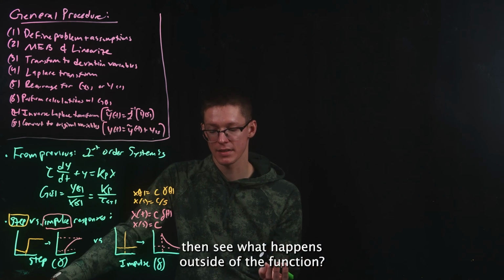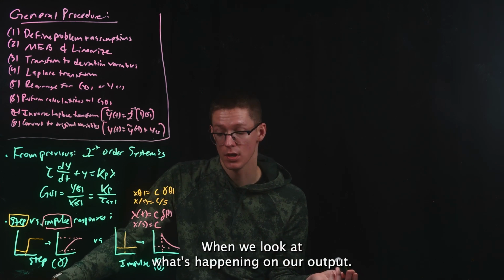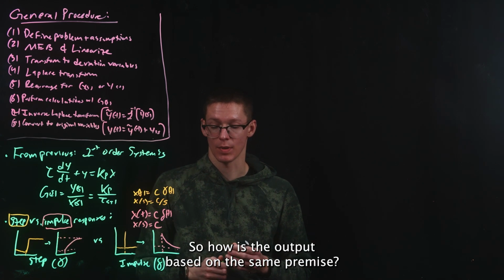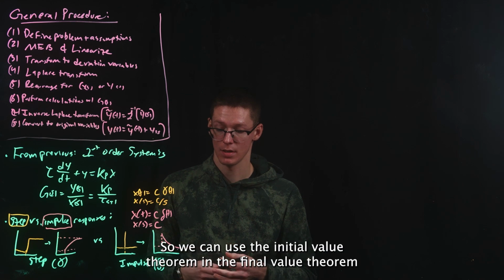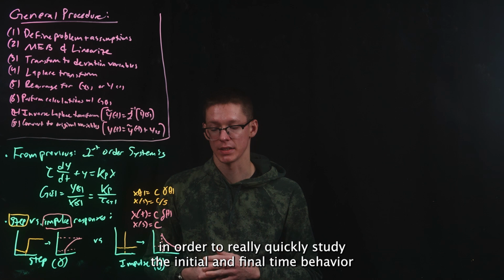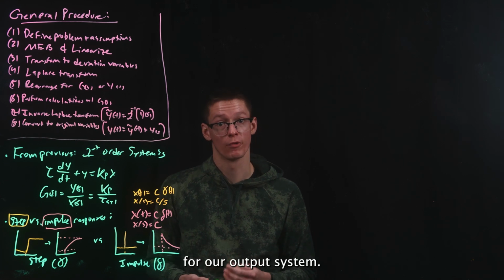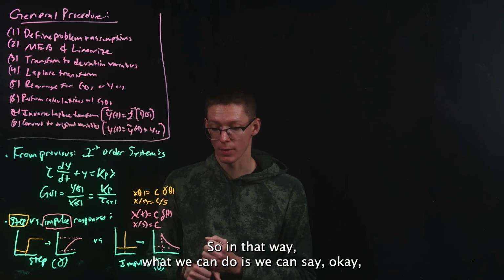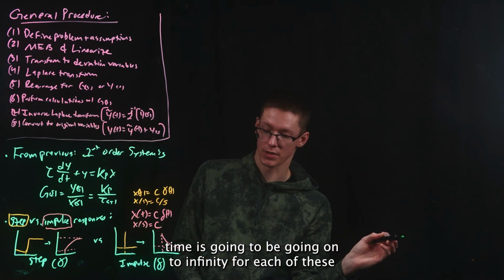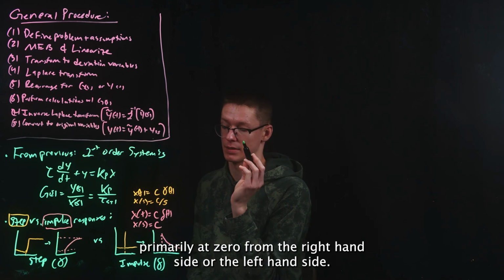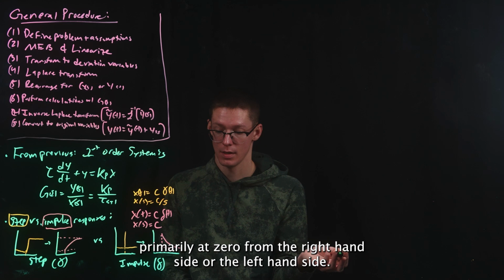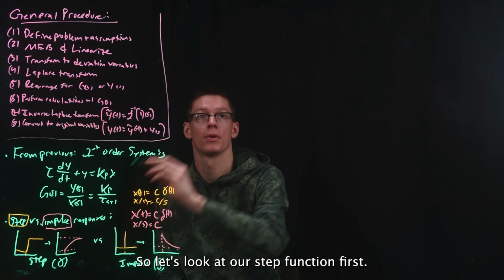So how do we then see what happens on our output? We just saw the input, so how is the output based on the same premise? We can use the initial value theorem and the final value theorem in order to really quickly study the initial and final time behavior for our output system. So in that way, time is going to be going to infinity for each of these, and we're going to be looking at what's happening primarily at 0 from the right-hand side or the left-hand side.